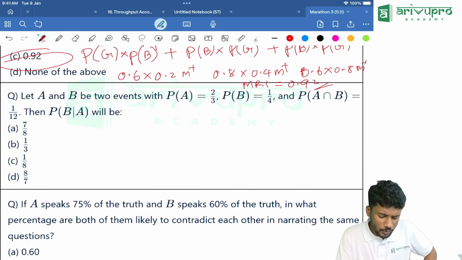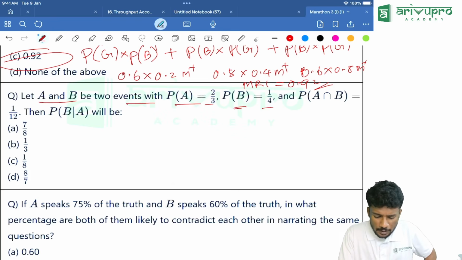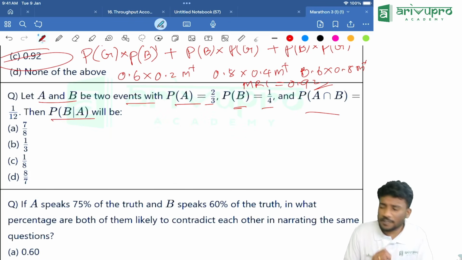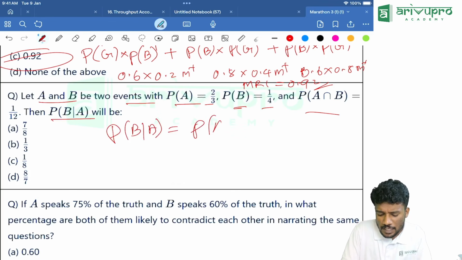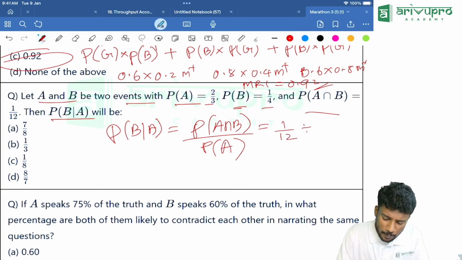I think you can do it. Let A and B be two events, P of A is equal to 2 by 3, P of B is equal to 1 by 3, P of A intersection B is 1 by 12. They are asking for P of B by A. P of B given A is P of A intersection B divided by P of what is given, which is A. So P of A intersection B is 1 by 12 divided by P of A.